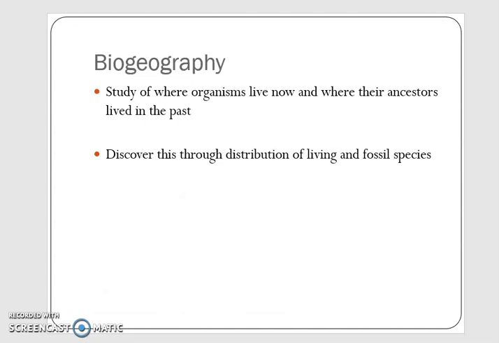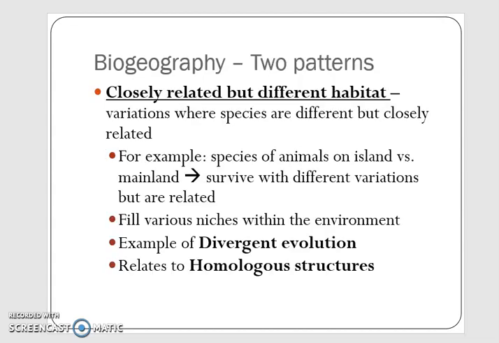The last one will be biogeography. This is going to be a study of where organisms live now and where their ancestors lived in the past. And we look at fossils to kind of see this distribution. There are two patterns. So the first pattern is that organisms are closely related, but in a different habitat. And this is where species, maybe they live on an island and a mainland, and so they have different variations that allow them to survive in that environment.